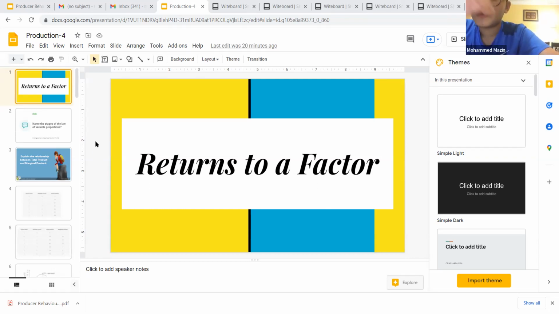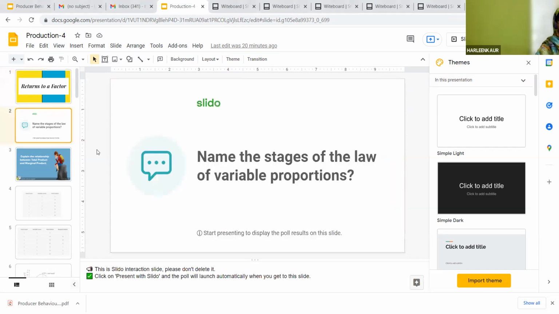Okay. So we were studying about returns to a factor. Tell me the names of the stages of the law of variable proportion. Phase one, phase two, phase three. Yes, but I am asking about the names. Phase one is increasing return, then decreasing return, and the last one is negative return.